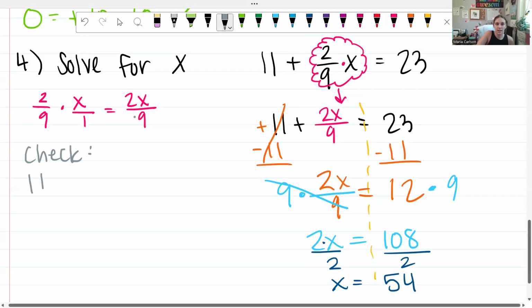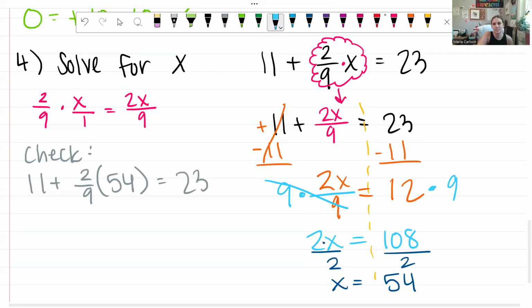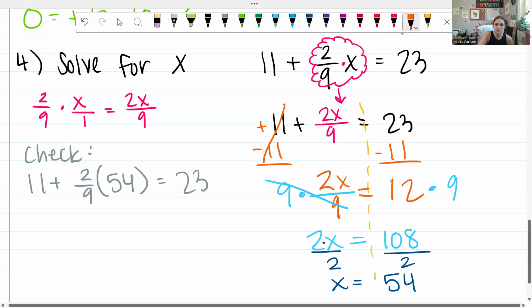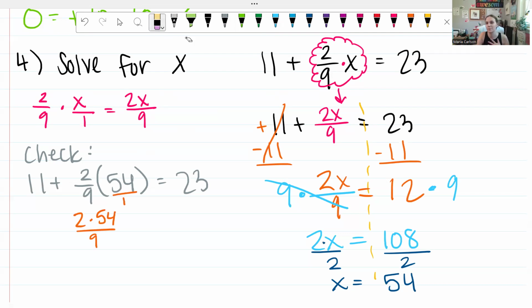Our original equation was 11 plus 2/9 times x, which we said was 54. And that should be equal to 23. So looking at the left-hand side here, 2/9 times 54, that's really 54 over 1. So we have 2 times 54 over 9 times 1, or 9. And we just divided a number by 2 and got 54. So hopefully it feels familiar that 54 times 2 is the original number we had, 108.